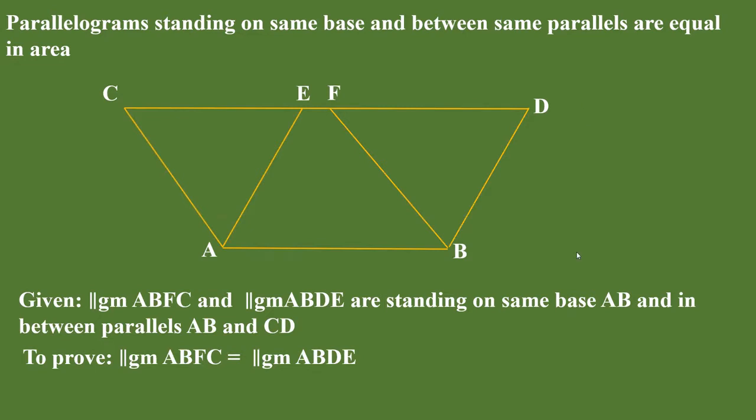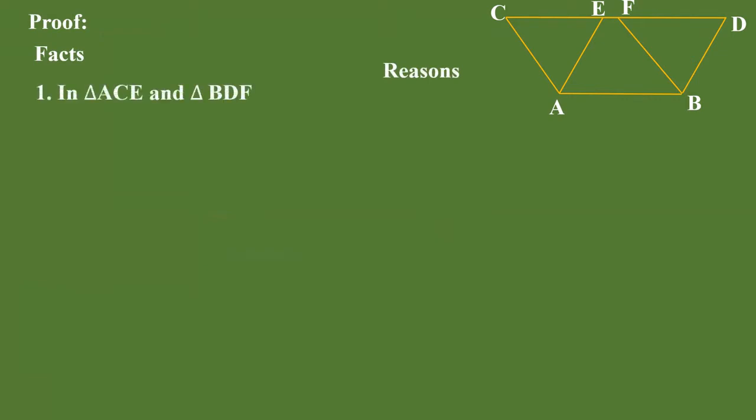Here, you can see in the figure, that's a parallelogram standing on the same base. Now you can see clearly the two different triangles over there, ACE and BDF. If you're able to prove them congruent, I think that we can prove the parallelograms are equal. Let's see how we can do that. In the first step, let's write the facts and reason columns. In the first step, we can say that in triangles ACE and BDF, let's think how we can make them congruent.